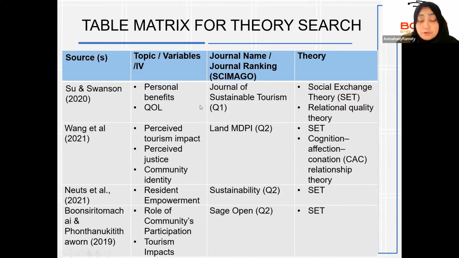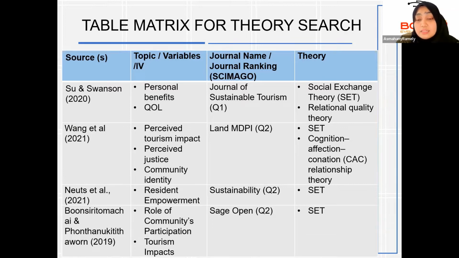So for the purpose of this table matrix, I strongly advise you to only use articles that have quartile Q1, Q2, Q3, Q4. If, when you search the journal ranking in Scimago, the journal does not appear, I would say that journal is not good from my perspective, because it's not listed. Scimago is the well-known database for checking the quality of articles. So if an article is not listed under Scimago, why should we use it?